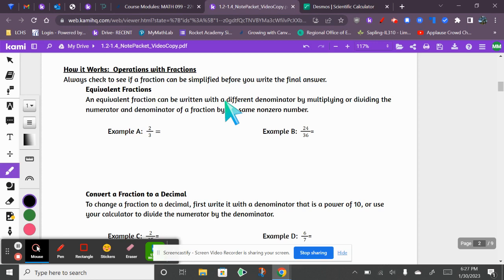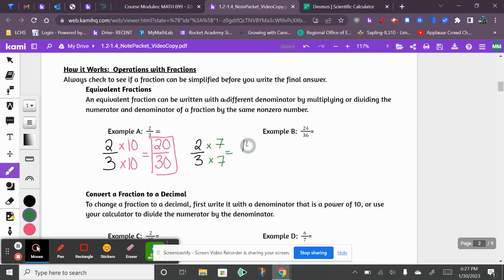So for instance, if we want to make 2/3 into an equivalent fraction, I can't really divide anything for each of those, but I could multiply by, let's say, 10. So I would get 20/30. If I wanted to, I could just also take 2/3. Maybe I want to multiply it by 7. So I would get 14/21. All of those, 2/3, 20/30, and 14/21, all of those are equivalent fractions.